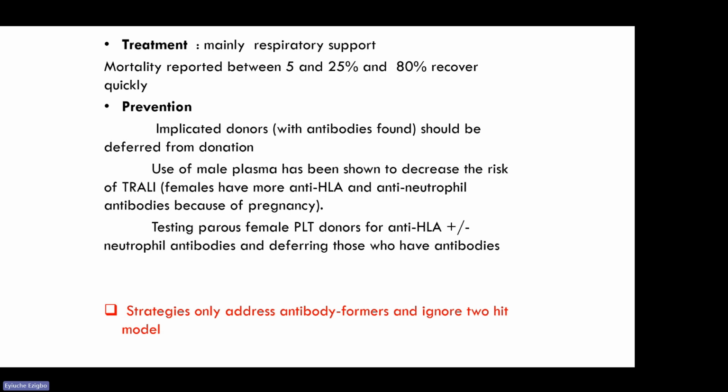So most of the time, women that have given birth multiple times are not allowed to donate blood because of the higher risk of having anti-HLA antibodies. Testing parous female platelet donors for anti-HLA and neutrophil antibodies and deferring those who have antibodies. So if it is necessary that a woman should donate platelets, it is advised that we screen for anti-HLA antibody, especially in women that are multiparous.